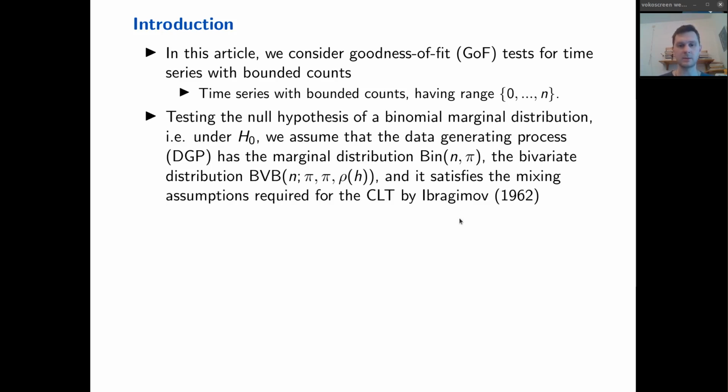We are going to test the null hypothesis of a binomial marginal distribution. To be precise, under the null hypothesis H0, we assume that the data generating process has the binomial marginal distribution, and the pair of lags X_t and X_{t-h} with lag h have the bivariate binomial distribution of type 1, with rho(h) being the autocorrelation function, and it satisfies the mixing assumptions required for the central limit theorem by Ibragimov.